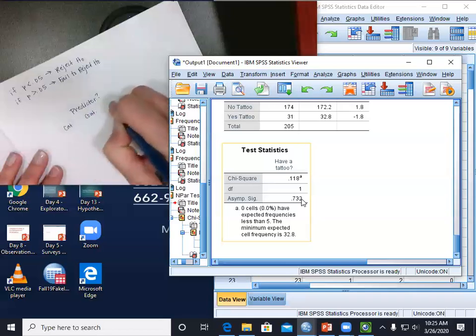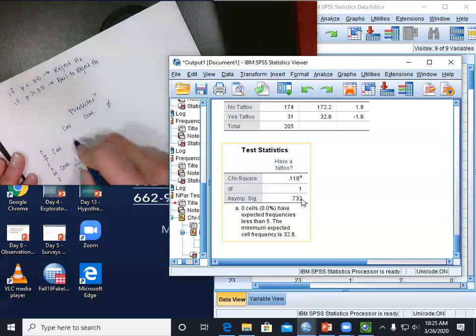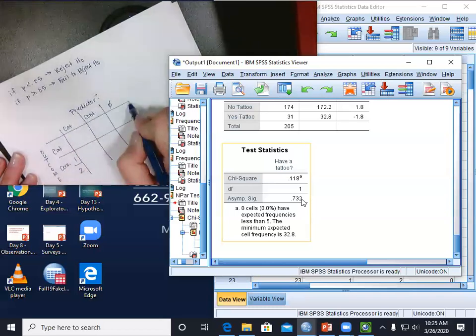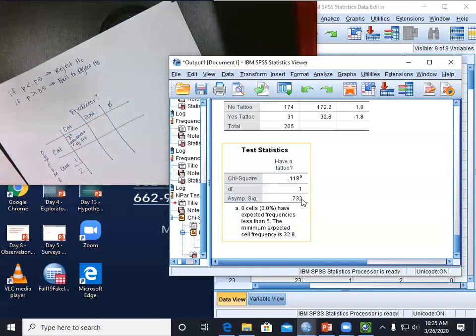Categorical, continuous, no predictor. All right, what's my outcome? Categorical, continuous with 1 or 2 outcomes. All right, what we just did was a chi-square goodness of fit test. There was no predictor. We did not use a variable from our sample to divide our sample into groups prior to the analysis. We looked at the data from everyone in our sample and compared that to an external reference point, which in this case was the US population.